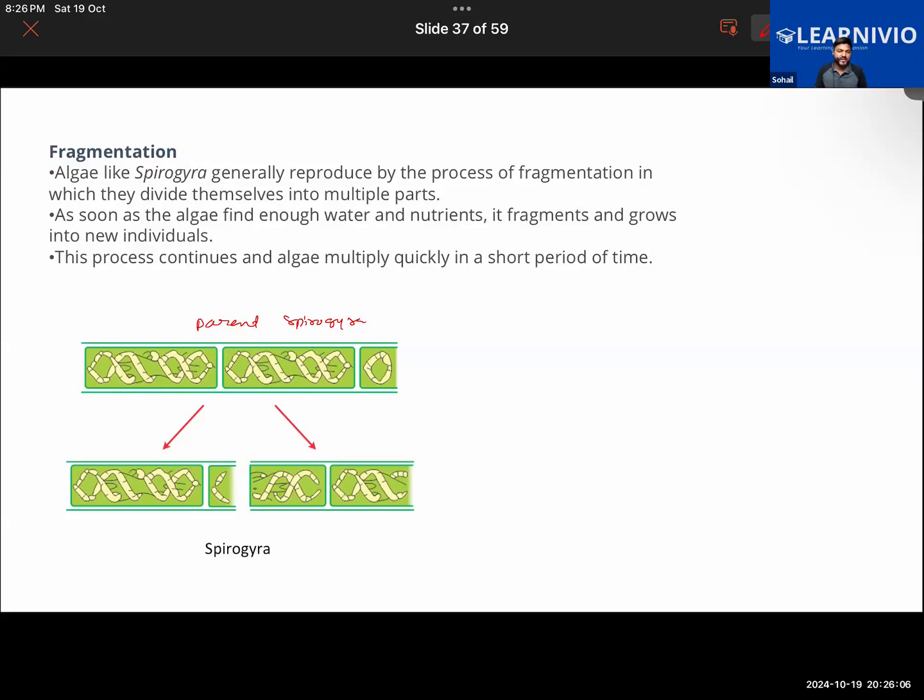So algae like Spirogyra generally reproduce by the method of fragmentation, in which they divide themselves into several parts. As they get enough water and nutrients, all the fragments start to grow into new organisms, and they will further multiply very quickly, in a very short period of time.